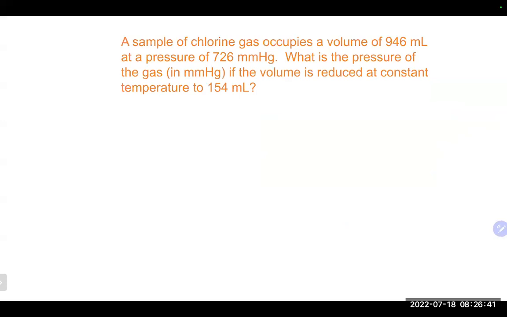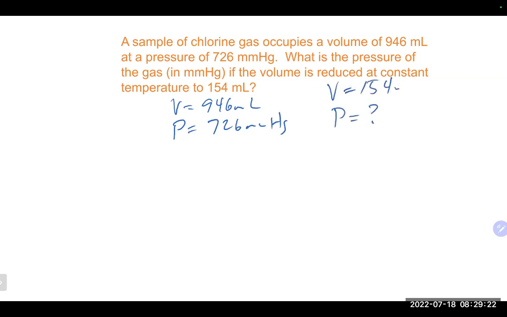So let's take a look at one here. A sample of chlorine gas occupies 946 milliliters at 726 millimeters of mercury. What is the pressure when the volume is reduced to 154 milliliters? Take a moment and see what you come up with. A good thing to do in gas law problems is to pull out the information. Here we have a volume of 946, a pressure of 726 millimeters of mercury, a volume of 154 milliliters, and we're looking for another pressure.